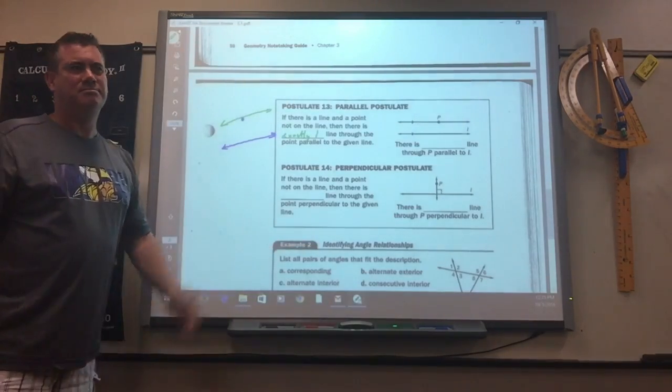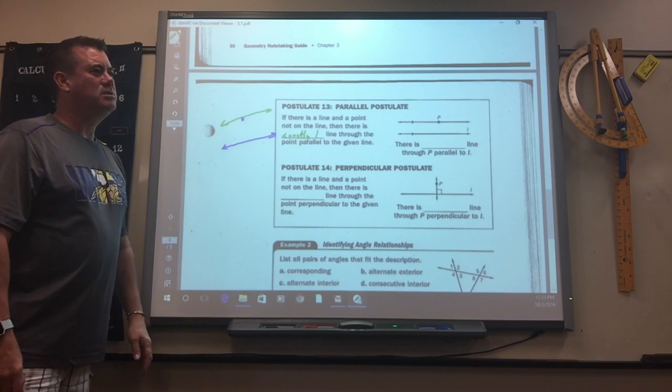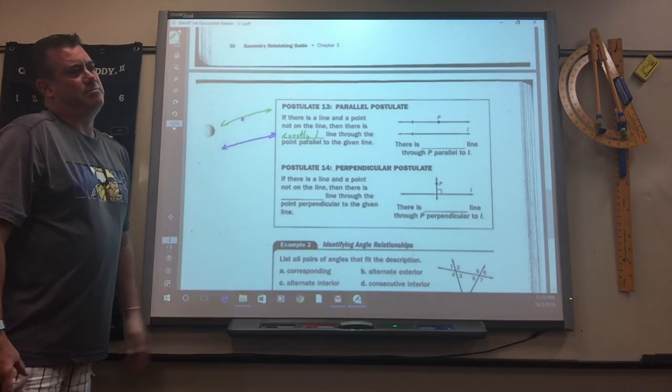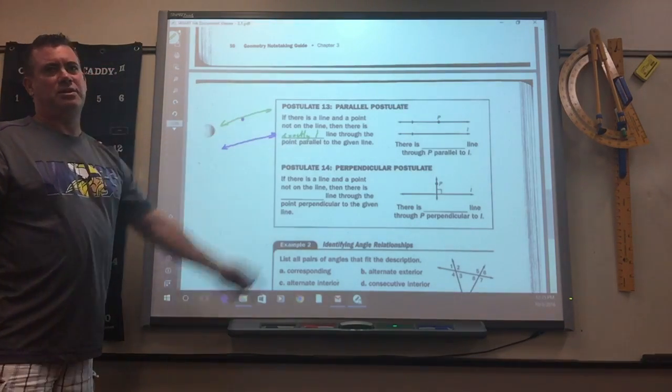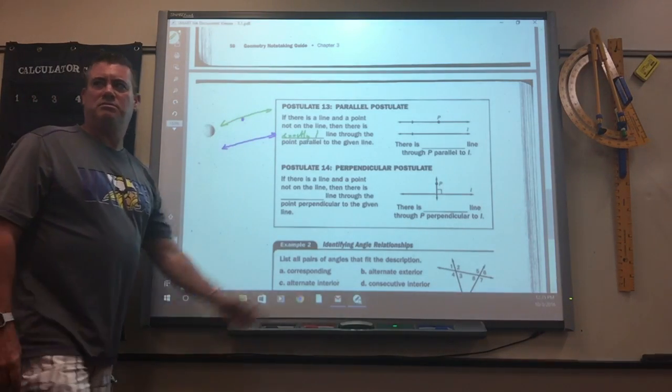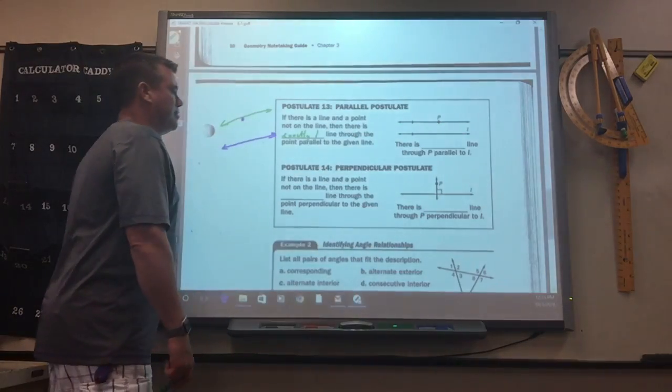Common sense. What if you just say one line? What if you don't put exactly? You should say exactly, but it means the same thing. This is actually our next constructions we're gonna be doing, are these 2 things.